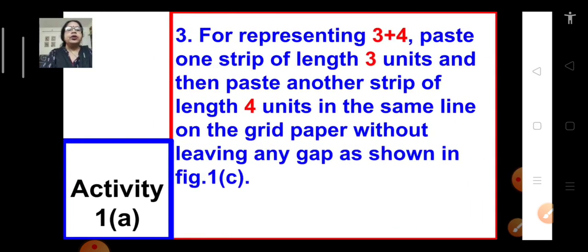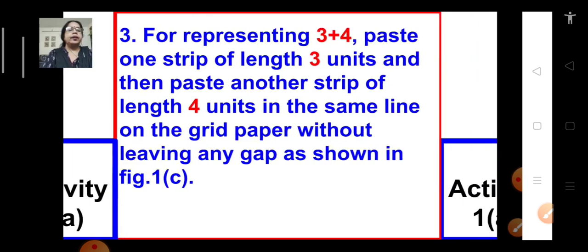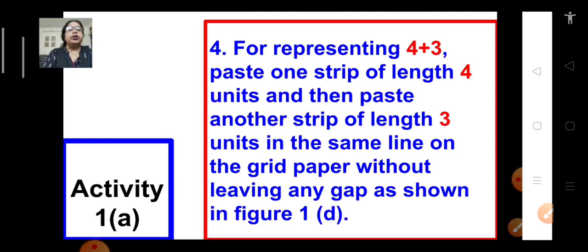Now third point, for representing 3 plus 4, paste one strip of length 3 units and then paste another strip of length 4 units in the same line on the grid paper without leaving any gap, as shown in figure 1c. Fourth point, for representing 4 plus 3, paste one strip of length 4 units and then paste another strip of length 3 units in the same line on the grid paper without leaving any gap, as shown in figure 1d.